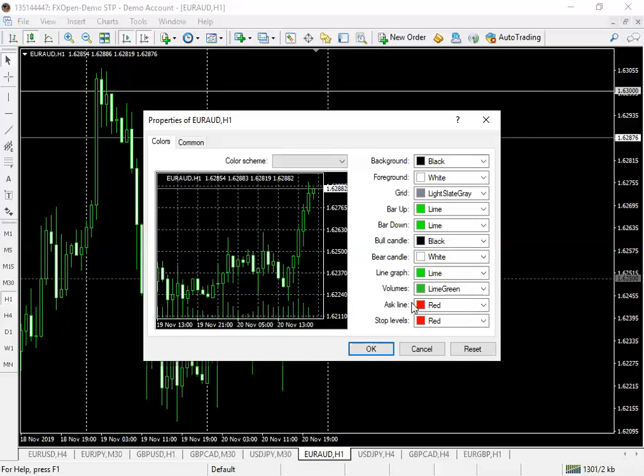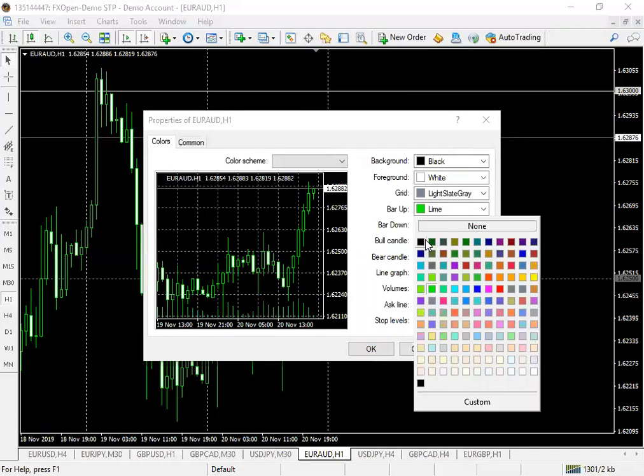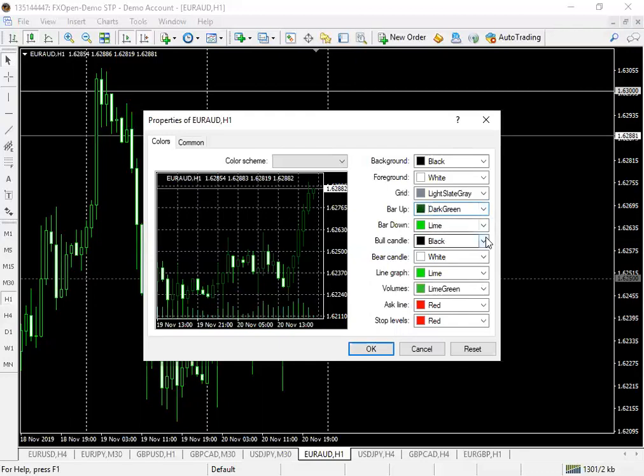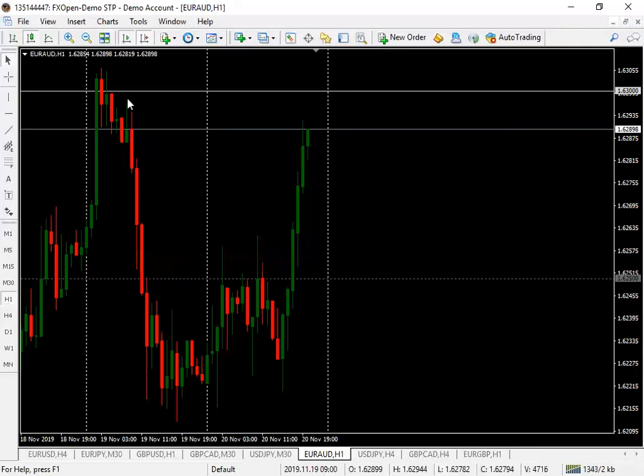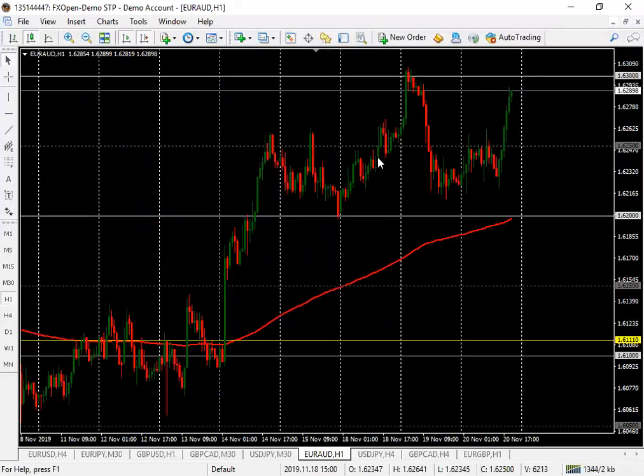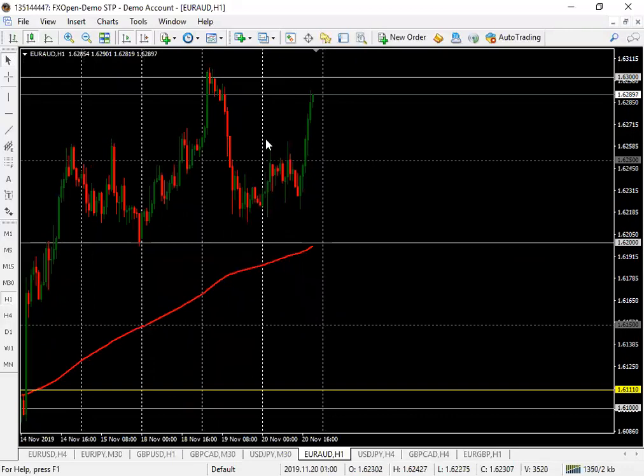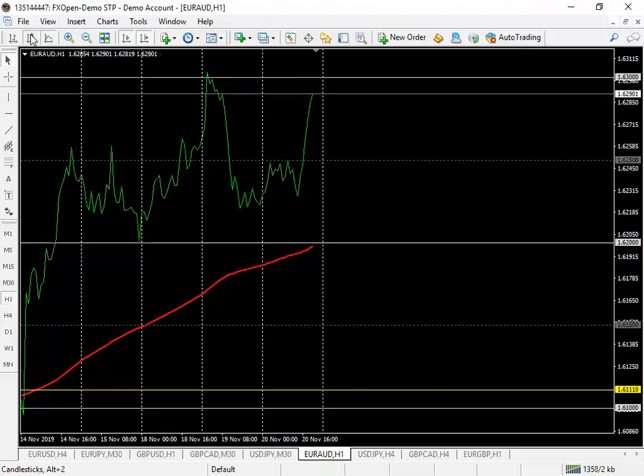Okay, let's see. Let me just change this very fast. Let's use a dark green bull candle, because some of you might be familiar with this sort of setup. Okay, so just to make sure we're on the same page. All right. Now, this is much more visually appealing than your normal bar chart and, of course, your line chart.